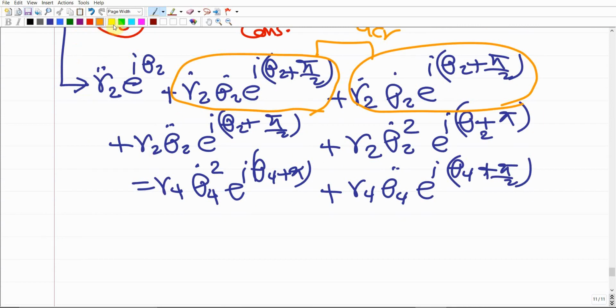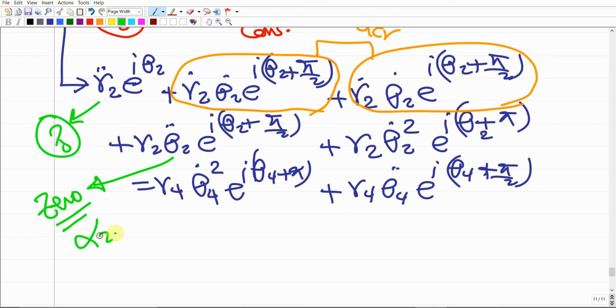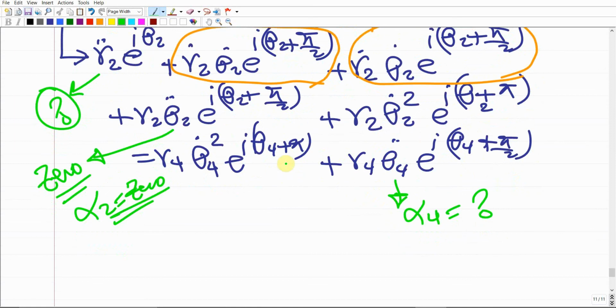Then as you can see, we have here only two unknowns. R2 double dot is unknown, and theta 2 double dot is 0. Why? Omega 2, this should be alpha 2, is already given as 0, because omega 2 was constant. And here theta 4 double dot, which should be alpha 4, is also unknown. So we do have one loop correlation equation and just two unknowns that can be solved simply. If we split it into real and imaginary parts, we're going to end up with two equations that can be simply solved for these two unknowns.